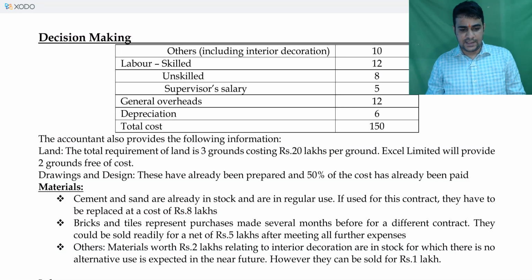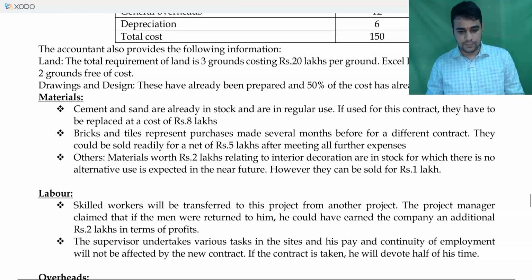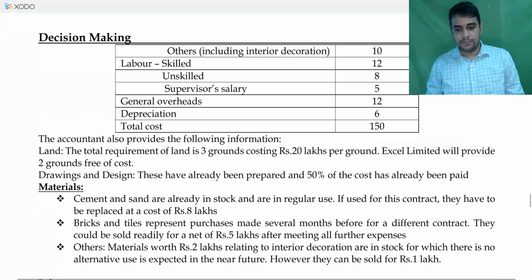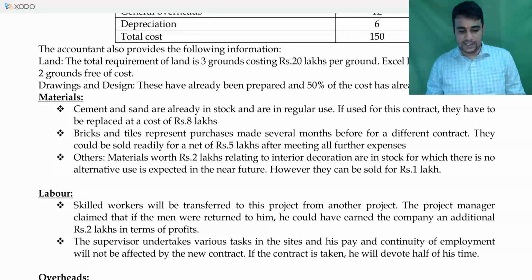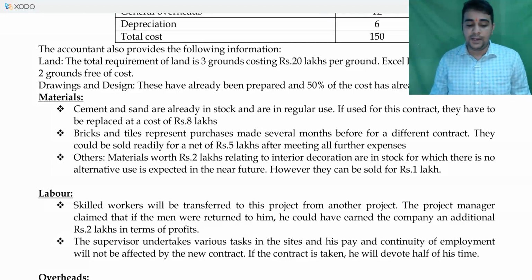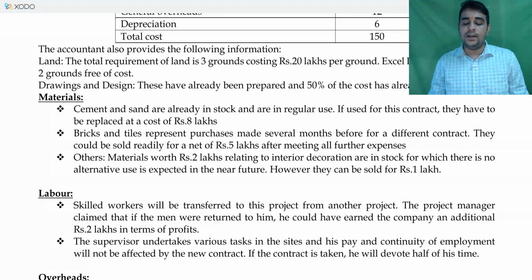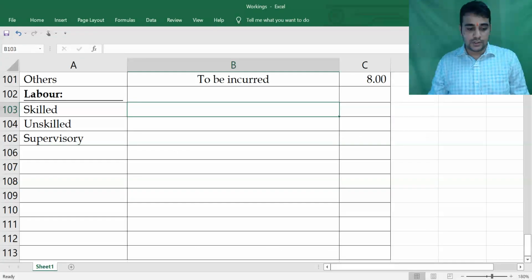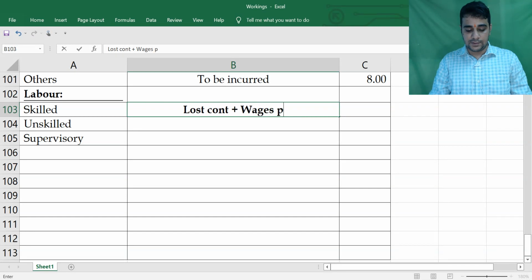Okay, skilled, how much? 12, 2 or 14, what's the number? Skilled laborers will be transferred to the project from another project. So, transferred from another project, they could be busy, could be idle. Let us read it further. The project manager claimed that if the men were returned to him, he could have earned the company an additional 2 lakh in terms of profit. So he is saying there is use for these people. So the relevant cost is lost contribution plus wages payable.